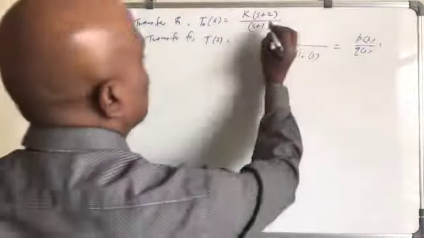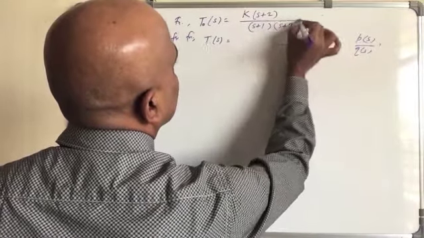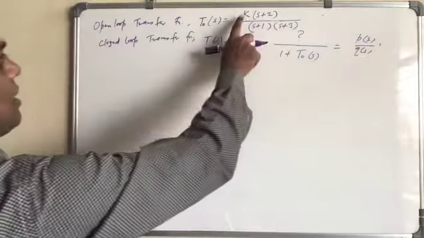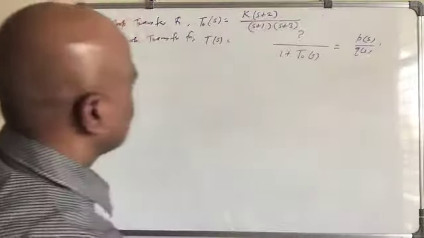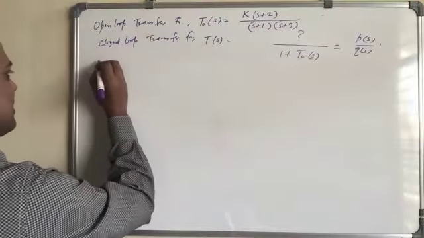Let's make it more complicated. We will add s plus 3 now here. So k, s plus 2 over s plus 1, s minus 3. Yeah, so straight away we can write the poles here.